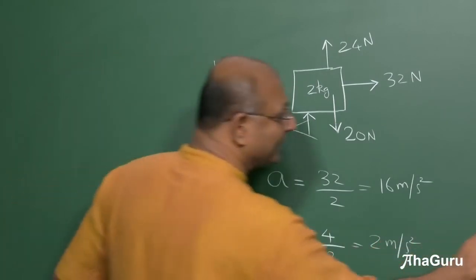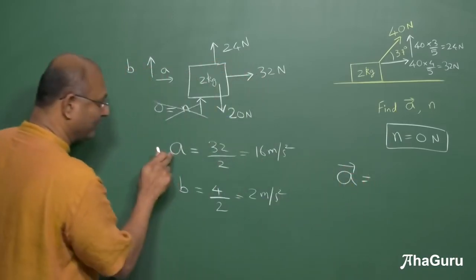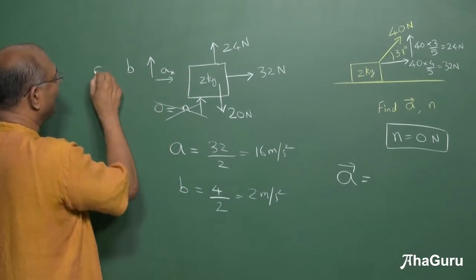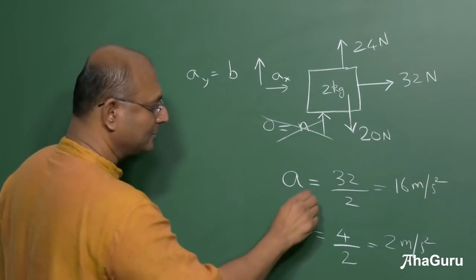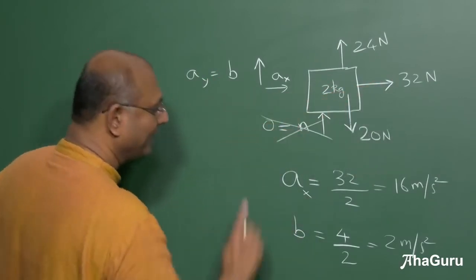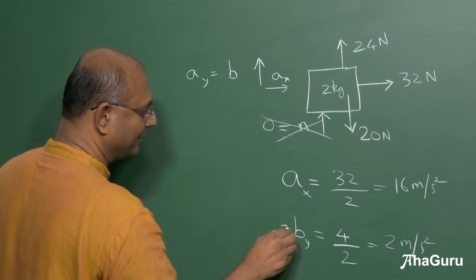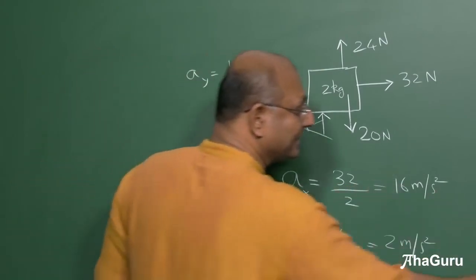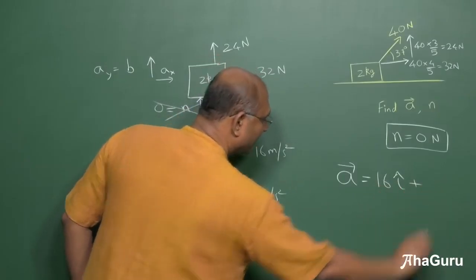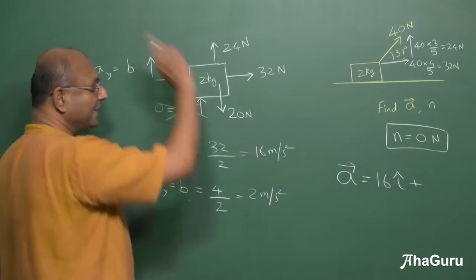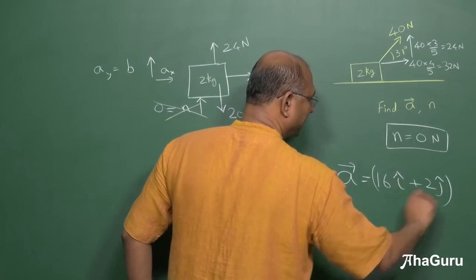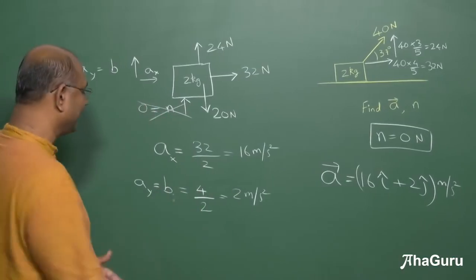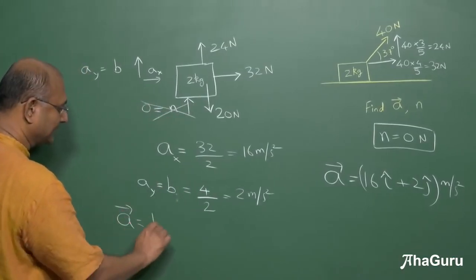So the acceleration vector, now this is not equal to this acceleration. So I should be a bit more careful. I'll call it AX. Usually people call this AY. So this is AX, X direction. This is AY. So I'll just call it AY instead of calling it B. Okay. So what is the acceleration? 16 I cap plus 2 j cap meters per second square.